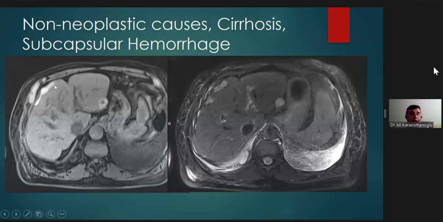But the area of concern here in the subcapsular area is T1 hyperintense on pre-contrast images. There's another T1 hyperintensity here, it's more nodular, right? So we have to be more vigilant on this one to rule out an HCC.